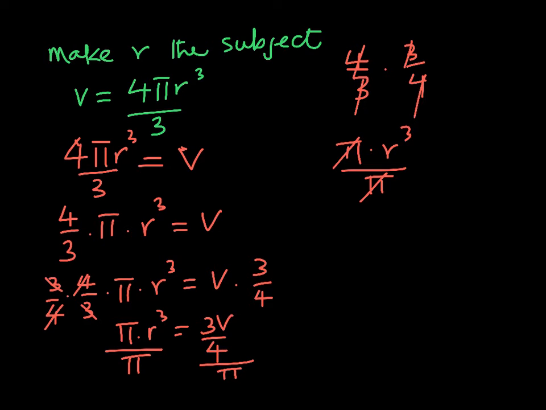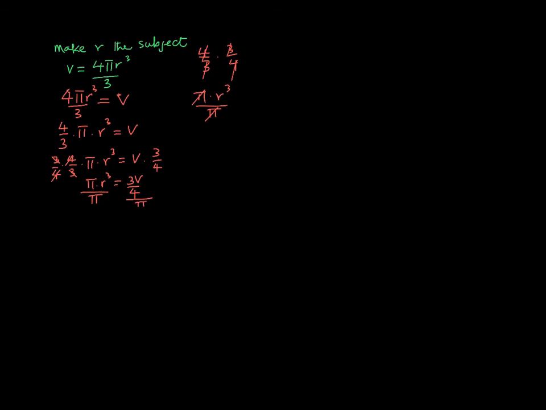Okay, let's create some more space. Okay, so the pi will cancel out here. So what we have is r cubed is equal to 3 over 4 times v all divided by pi.